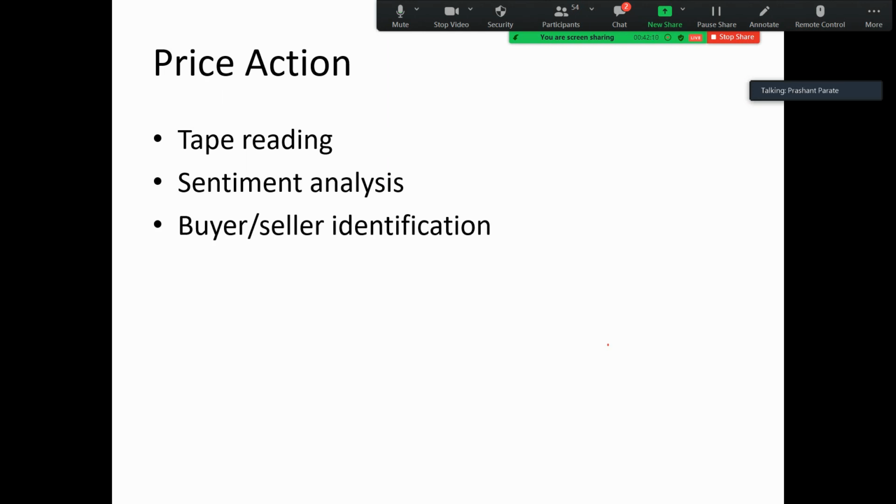Then we can identify buyers and sellers: where the buyer is buying, where the seller is selling, where last time the seller has sold. These things can be identified using price action. When there are buyers sitting at one place, unless those buyers are destroyed, sellers will not have the upper hand. Once sellers get the upper hand, then buyers will have to wait. That can be identified on the chart.